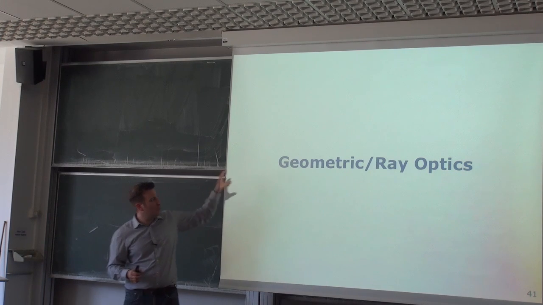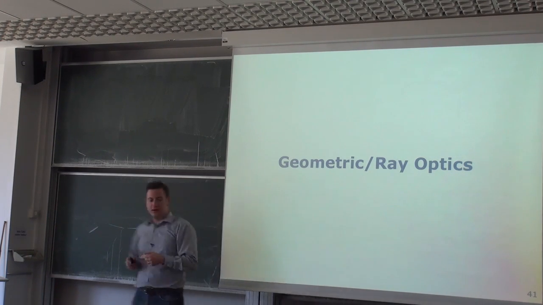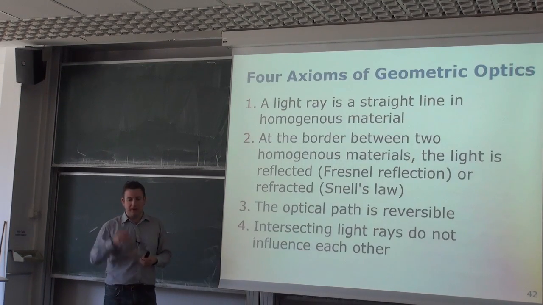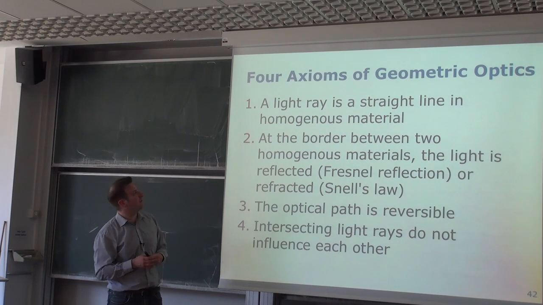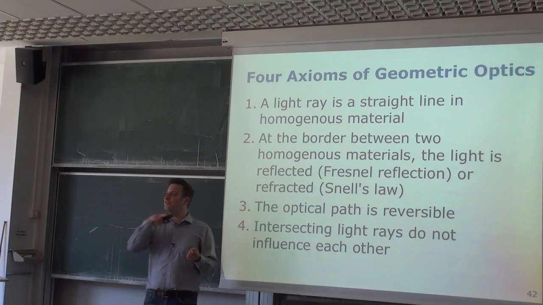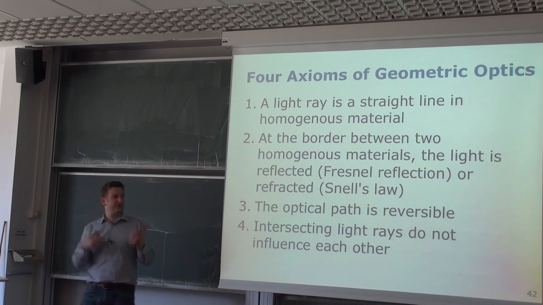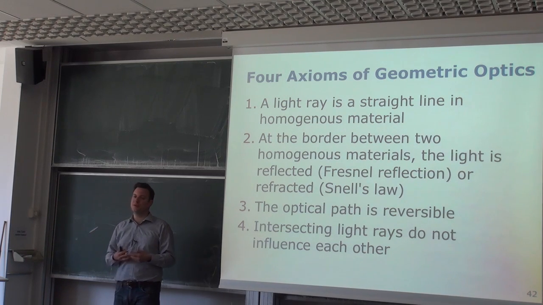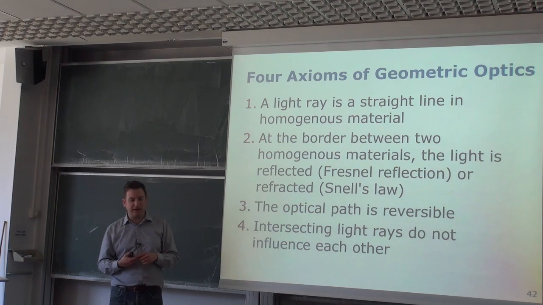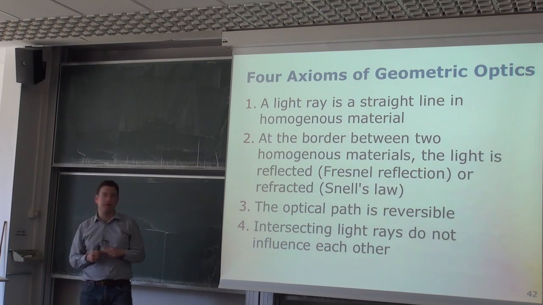We will start with geometric optics or ray optics, and most of the things that we do can be described using this theory. And it has 4 basic axioms. The first axiom is that a light ray is a straight line in homogeneous material. So if it travels through the same material, and it's homogeneous, so that means it doesn't change its density, for example, the light travels along a straight line.